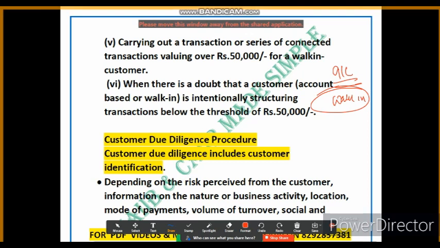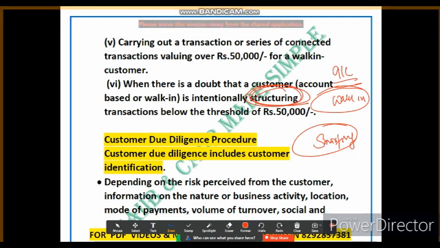So if a customer is deliberately dividing transactions into smaller amounts to avoid crossing the rupees 50,000 threshold, it happens, let me give an example. This is known as structuring or smurfing. So please understand what is the meaning of this structuring, what is the meaning of this smurfing. I am explaining it. It is a red flag for potential money laundering or illegal activities.